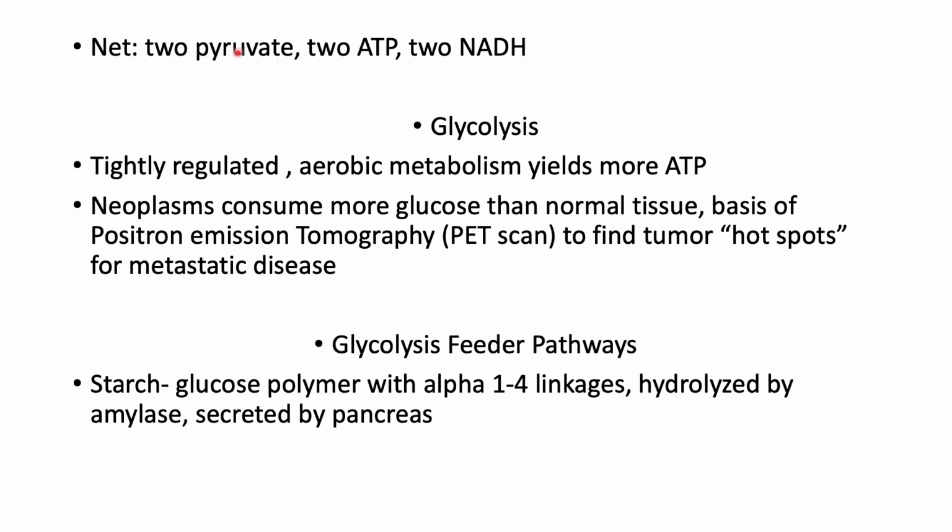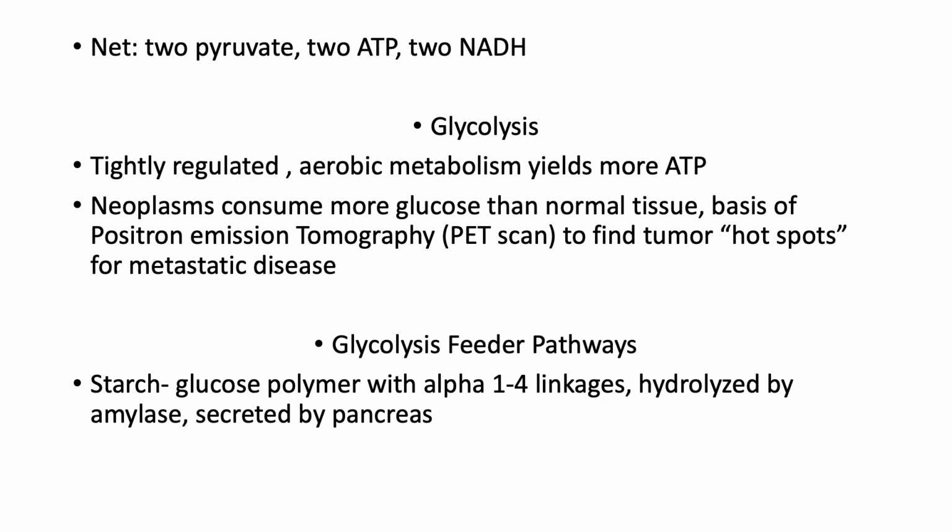And here's the net: 2 pyruvate, 2 ATPs, 2 NADHs. Glycolysis is totally regulated. This is aerobic metabolism, so it yields more ATP. Neoplasms consume more glucose than normal tissue. This is the basis of positron emission tomography, also called a PET scan. This is how you find tumor hotspots when you're looking for metastases in bone, for example, or other organs.